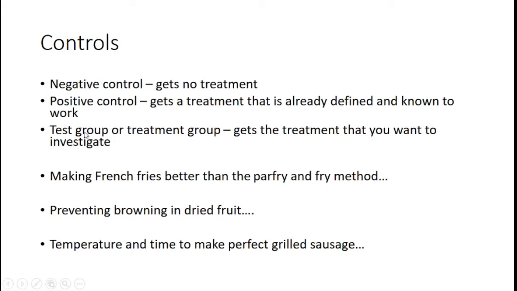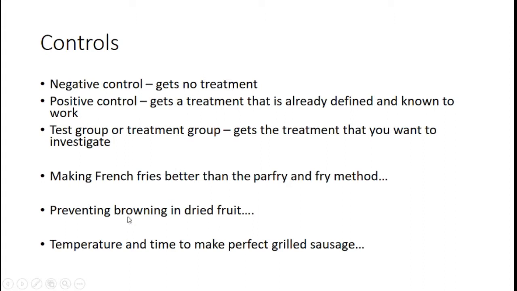But then perhaps we have a new treatment group. Maybe a food company has come out with a new functional ingredient that has a clean label attribute, or perhaps they have come up with some sort of physical process like high pressure processing or ohmic heating that doesn't require any ingredient labeling. Perhaps that's the test group. That is where we are going to get the treatment that we want to investigate and be able to compare it against our negative and positive controls.